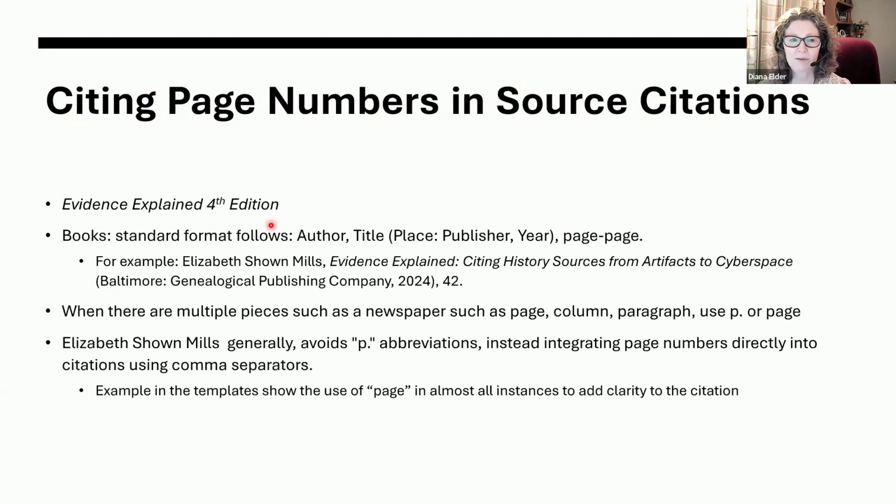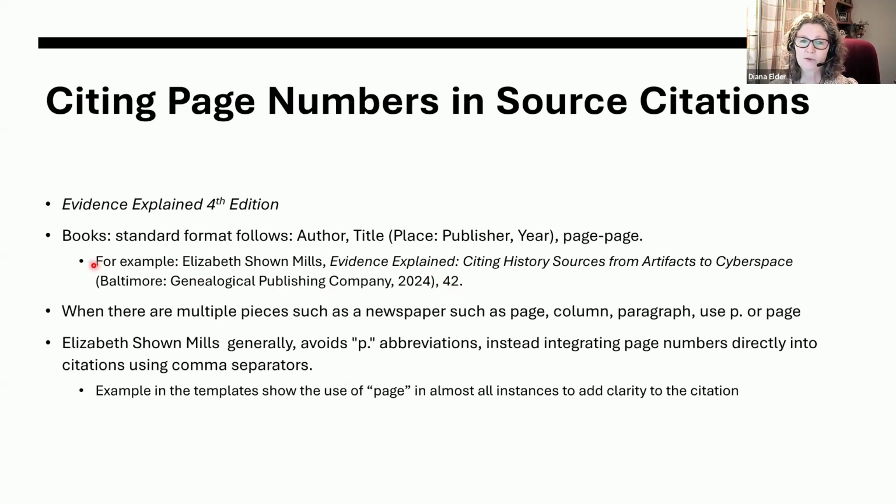So one thing to keep in mind is for books, the standard format, which also follows Chicago Manual of Style, is that you have the author, the title, the publishing, and then you just have a comma and the page number. So if you had multiple pages, you maybe would say 42 to 56, but you wouldn't put the P there or write out page. It's just, this is a book, you're showing it's a page. So we just know that.